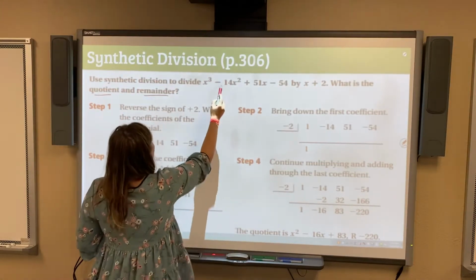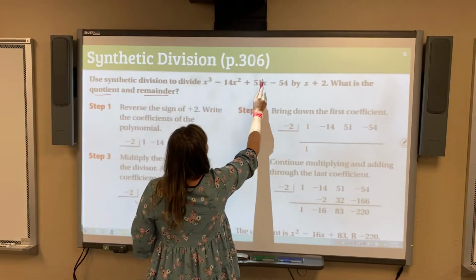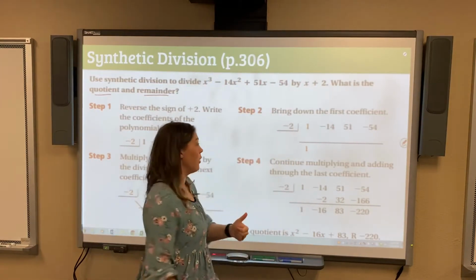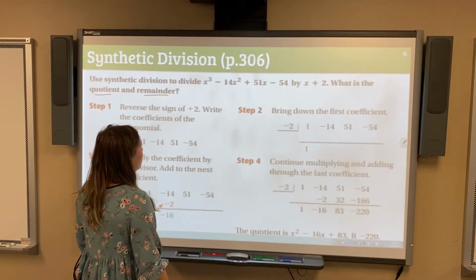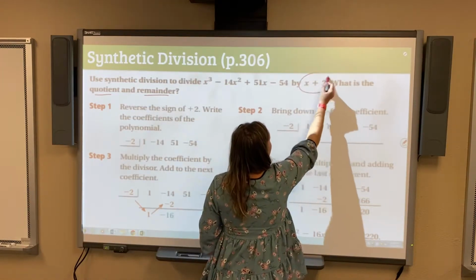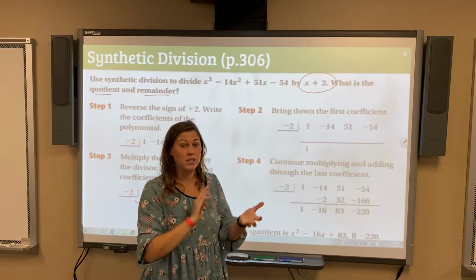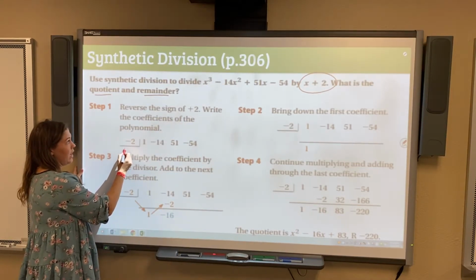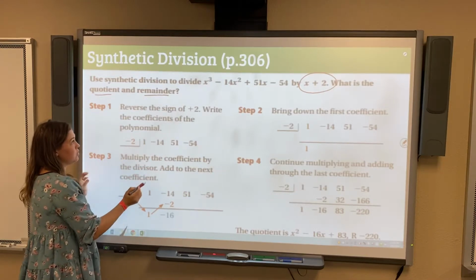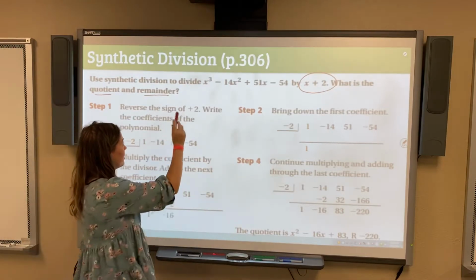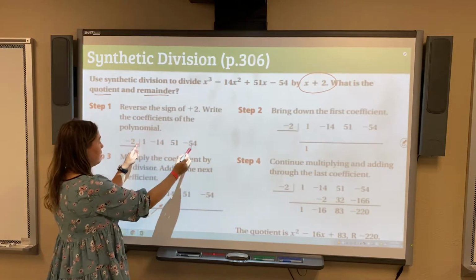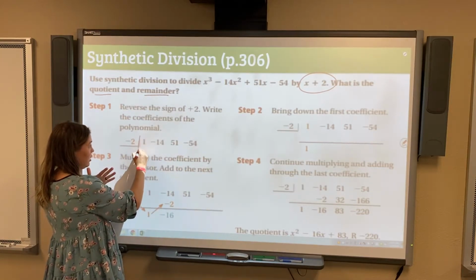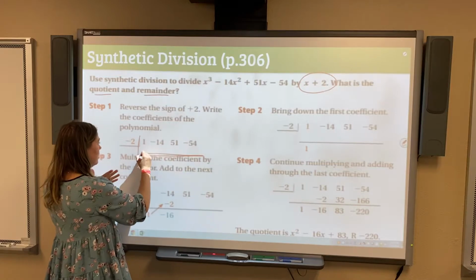So double check, we have 3, 2, 1, 0. We're good to go. What we do first is we reverse the sign. So we have x plus 2; we're going to reverse that to make it a negative 2, and we're going to put it out here. Now we're going to take the coefficients of this polynomial and write them up here. I personally like to do it like this, like an L.